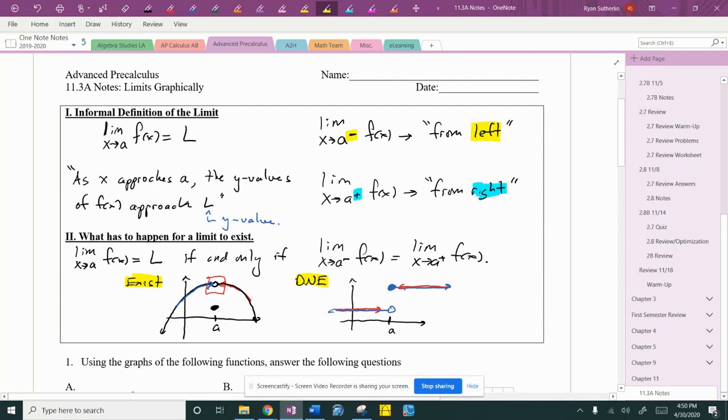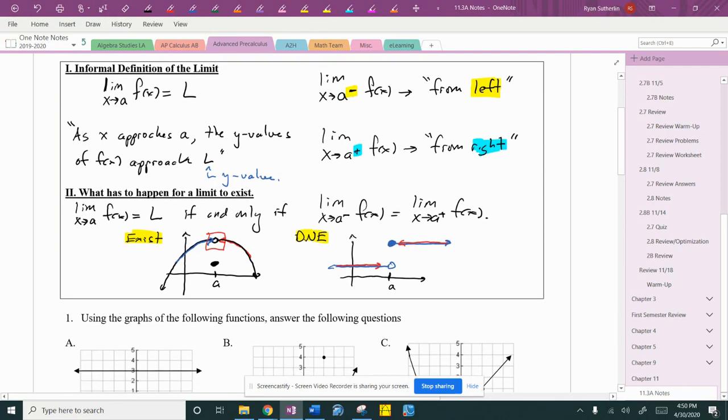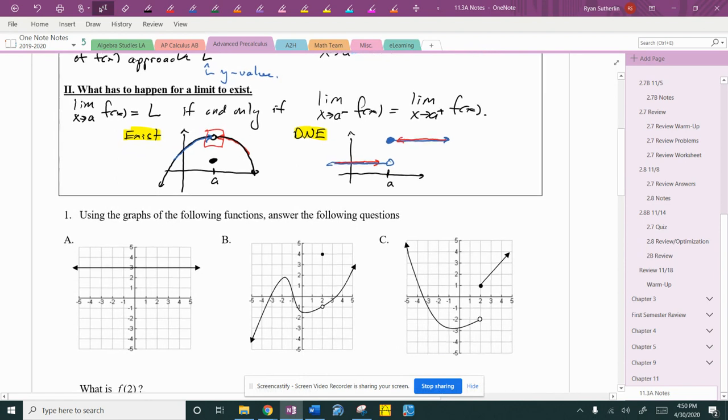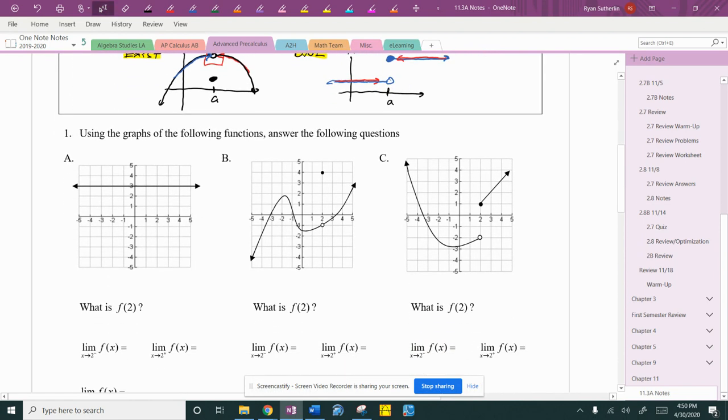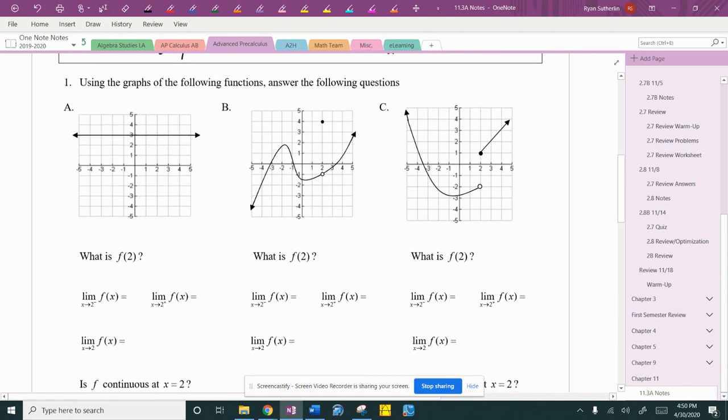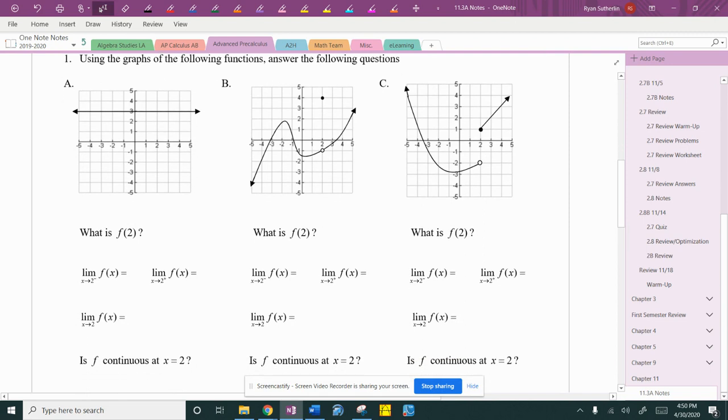So let's take a look at some very basic examples here at the bottom. Using the graph, answer the following questions. In A, I want to know what's f of 2, what are the limits, and then is it continuous? We're going to try to make a connection between continuity and the point here. So the first question is, what is f of 2? Well, that's just a horizontal line that goes through 3. So f of 2 is 3.